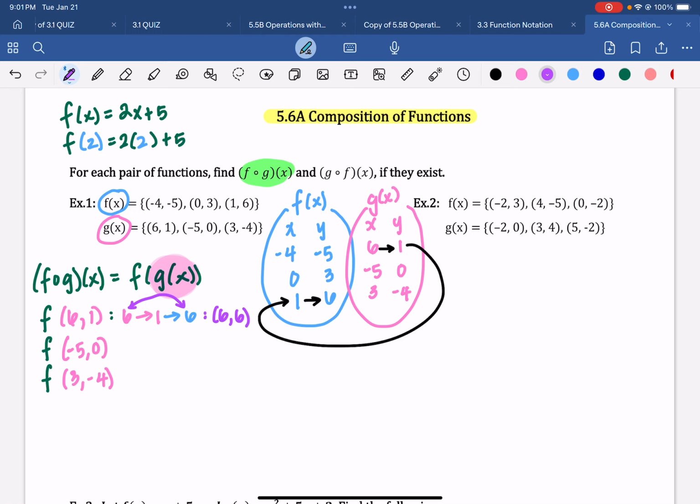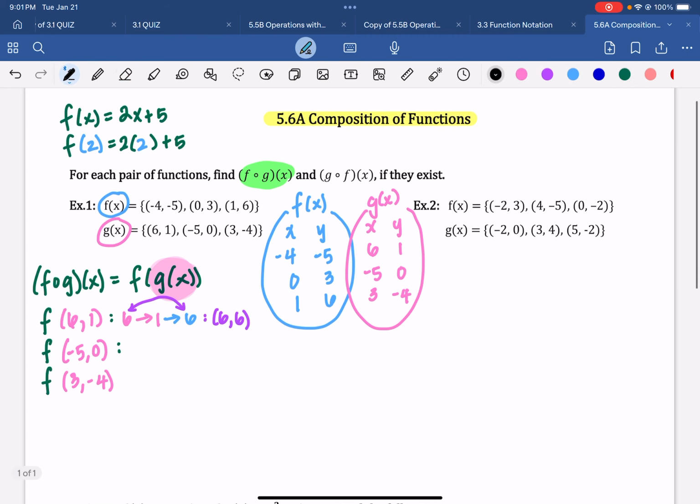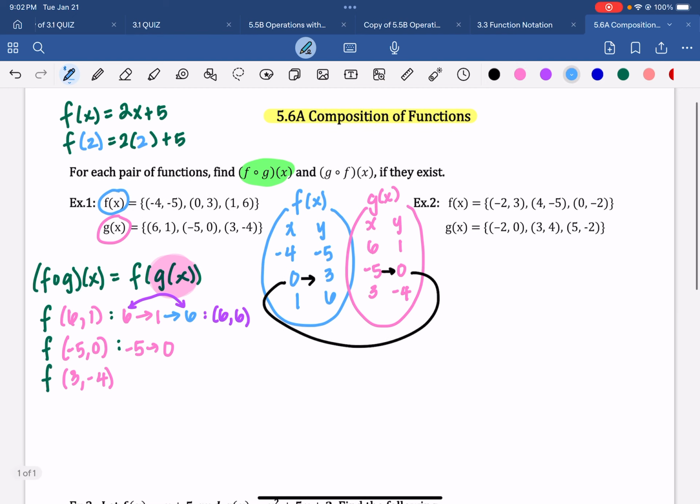Let's do that a couple more times. Okay, so now we're going to follow from -5. -5 goes to 0 in the g function, and then I'm going to put that into the f function and see where that 0 goes. And 0 goes to 3. So in the g function, -5 goes to 0, and then if I put that into f, it finishes off in 3. So again, from start to finish, that's -5, 3.